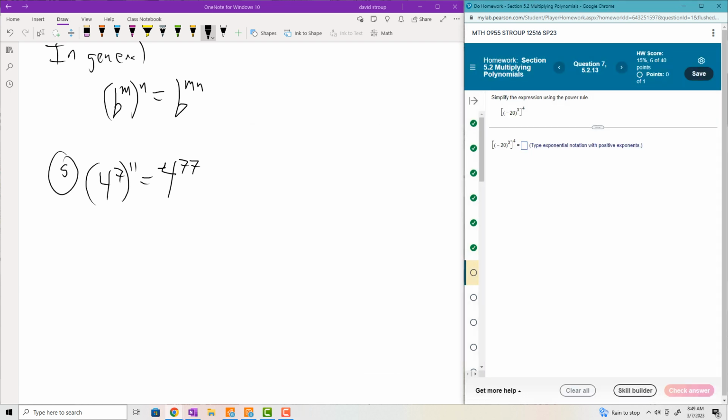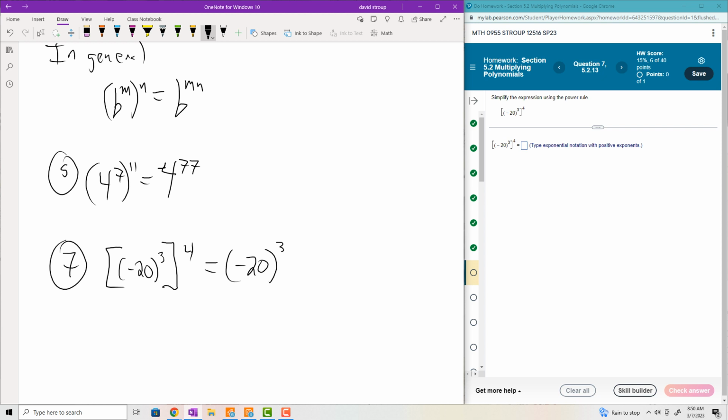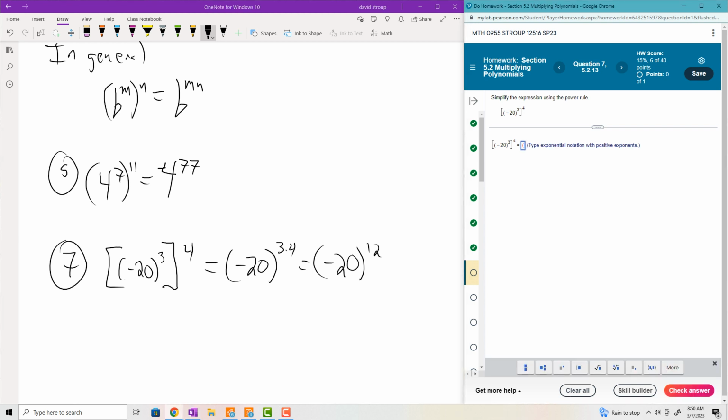This one's a little different because of that negative in there, but you don't overthink it, right? So this will be negative 20 to the 3rd and then raised to the 4th power. Okay, so it's basically just negative 20 to the 3 times 4th power, which is negative 20 to the 12th. And that's it. Negative 20 to the 12th.